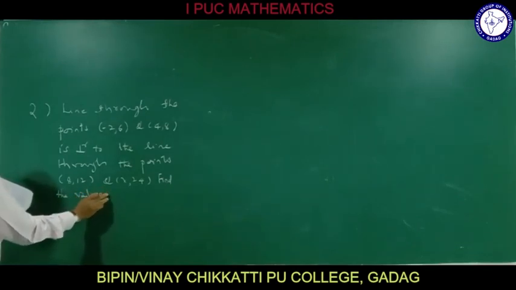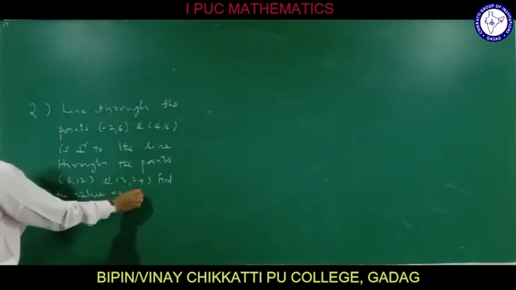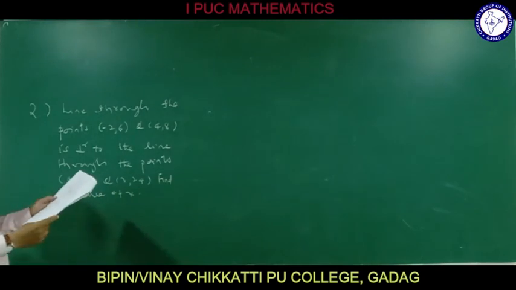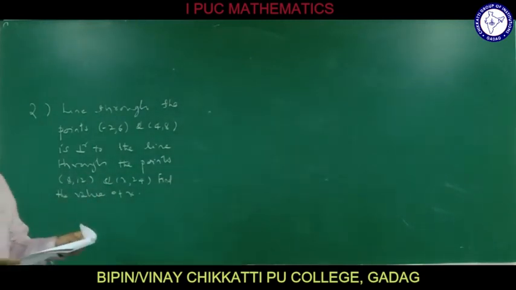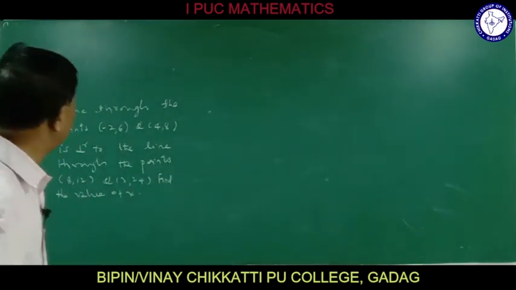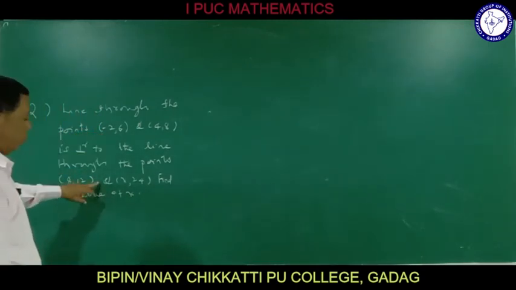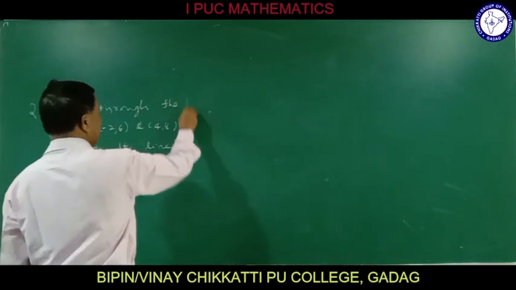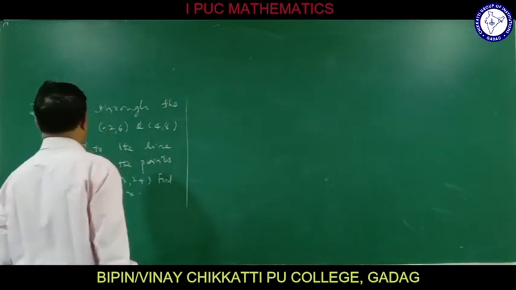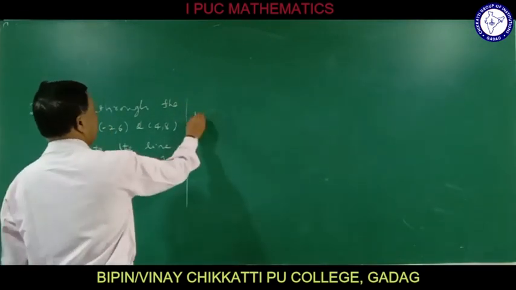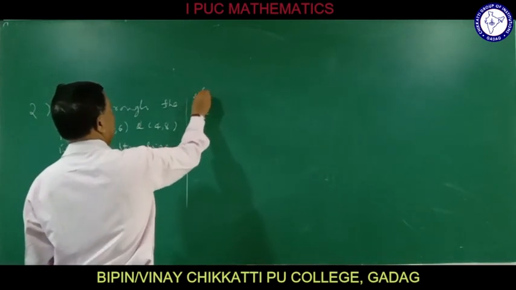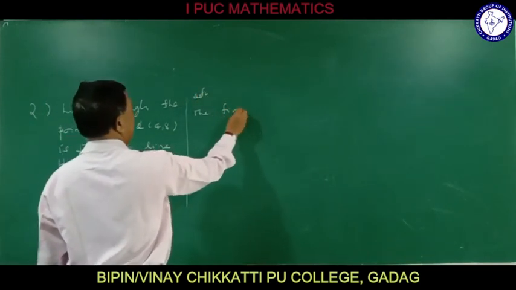Find the value of x. So here you have to find out the value of x. How to find out the value of x? The line through these 2 points and the line through these 2 points are perpendicular, and you have to see the first line.